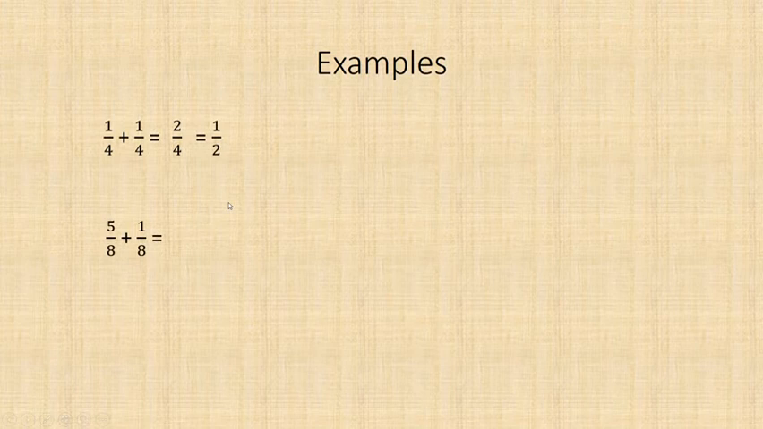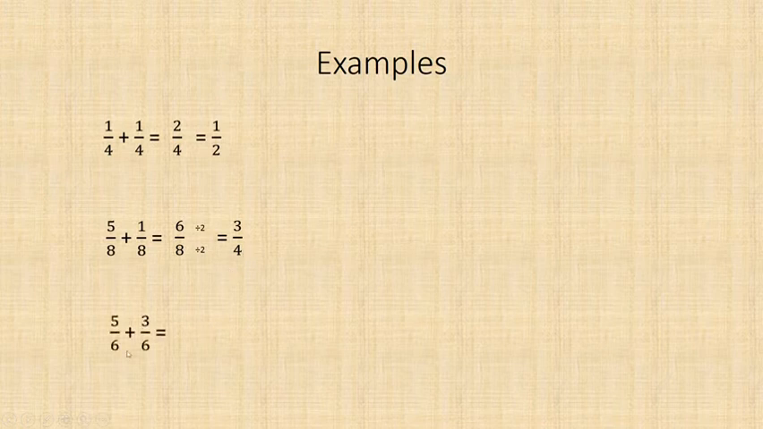Okay, let's have another example. 5 over 8 plus 1 over 8. So the denominators are the same, and let's add the numerators. 5 plus 1 equals 6, and 8 is going to be the same, 6 over 8. Again, both of them are even numbers, so I can divide them both by 2. So the answer is going to be 6 divided by 2 equals 3, and 8 divided by 2 equals 4. They have the same value as they are equivalent fractions, but just in the simplest form.